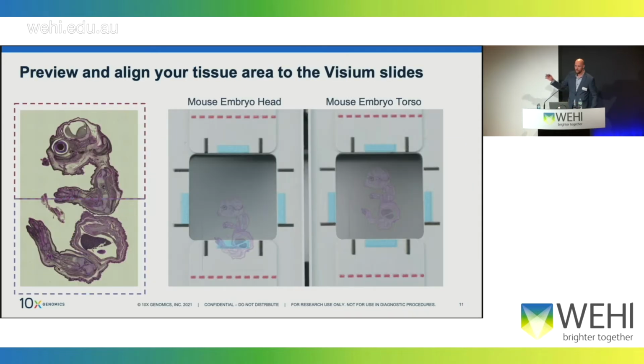This is a really great example of how you can choose the exact position of a tissue section to be aligned with the Xenium capture area. Here's a large mouse embryo FFPE section that was placed onto a plain glass slide, and then again, that plain glass slide was placed into the CytAssist along with a blank Visium slide. And then using the CytAssist, we precisely targeted the head and the torso of the embryo to match a Visium capture area.